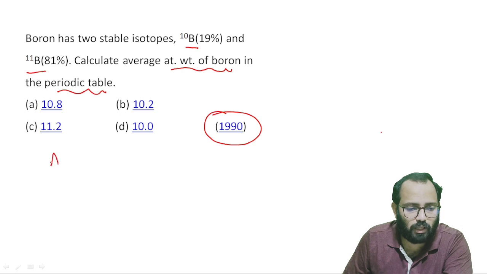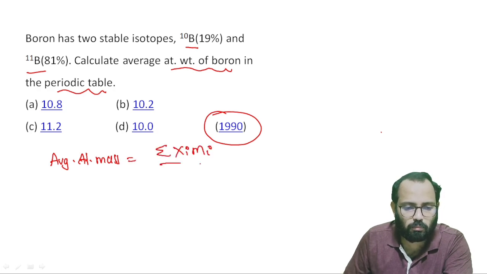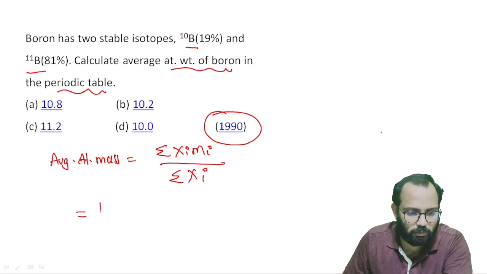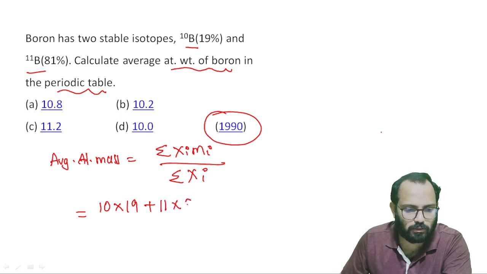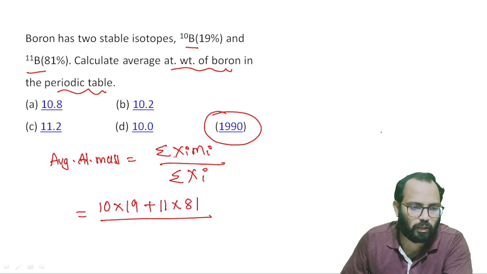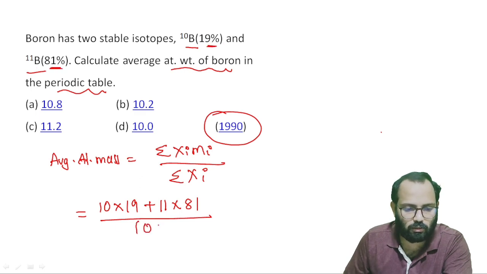As we have seen, average atomic mass is equal to the summation of xi mi divided by the summation of xi. So what are you going to get? First one, boron: what is the mass? B-10, so 10. What is the abundance? 19. Plus the second isotope, mass is 11 and its percentage abundance is 81. Divided by the total abundance, 81 plus 19. That's going to be 100, right?